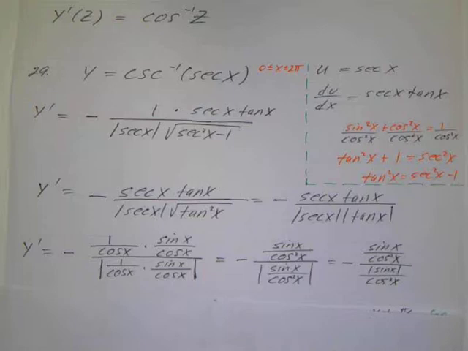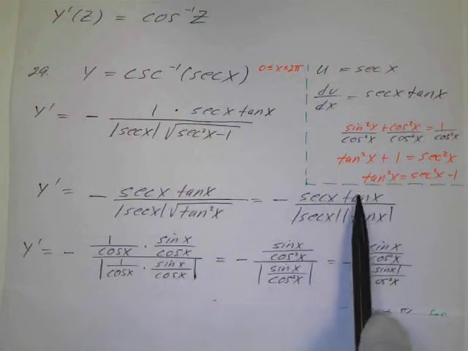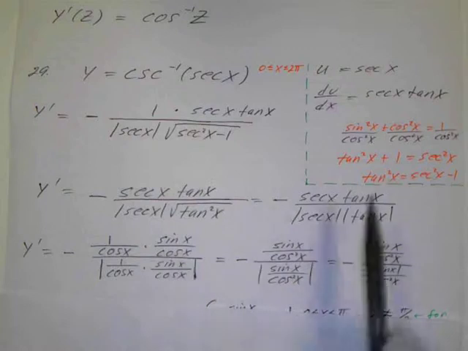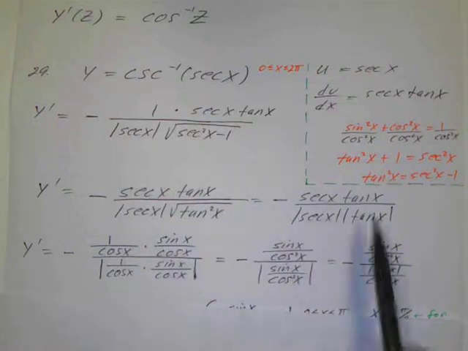I don't really know too much how to simplify this right now, so what I'm going to do is try to put everything in terms of sine and cosine. So this is 1 over the cosine. This is the sine over the cosine, and we're multiplying these. And this is 1 over the cosine, and this is the sine over the cosine.